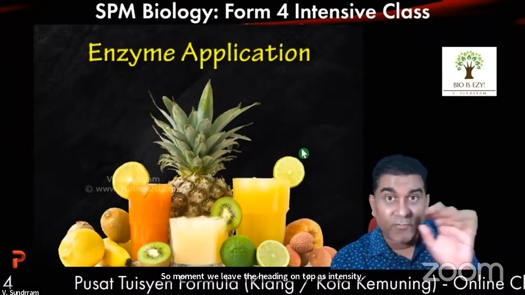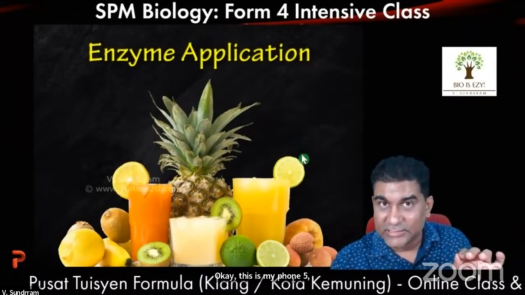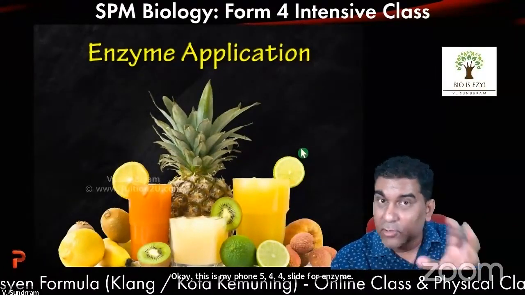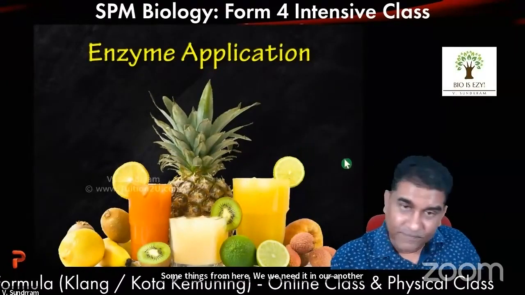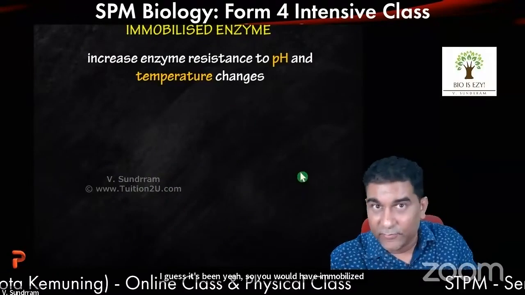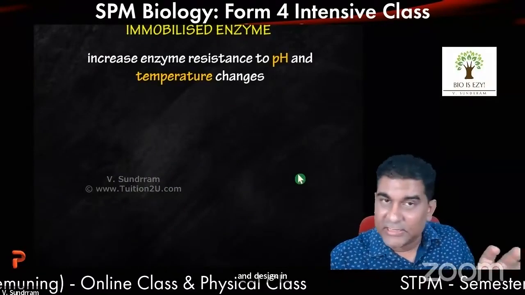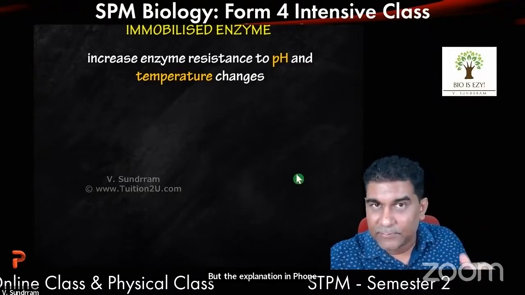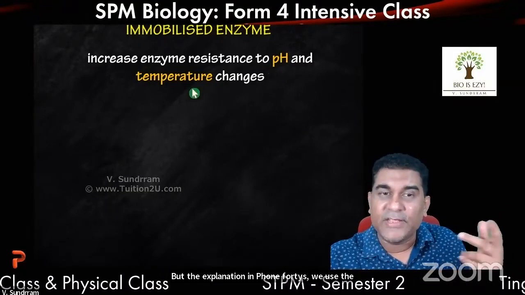This is my Form 4 slide for enzyme. Some things from here, the main concept, are needed for our explanation, so I'll just explain here. You do have immobilized enzyme in Form 4. But the explanation in Form 4 is we use the immobilized enzyme to overcome the problem of pH and temperature.